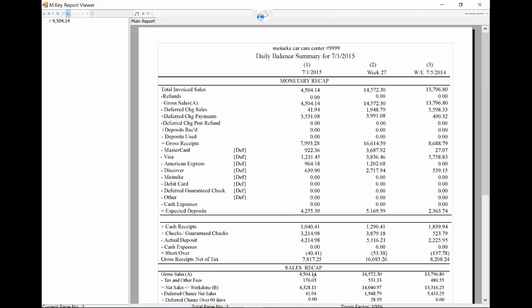And sales. This is today's sales. This is this week's sales. And this is this week last year or the prior year. So they had a really good day today.